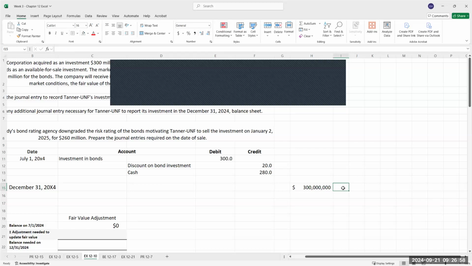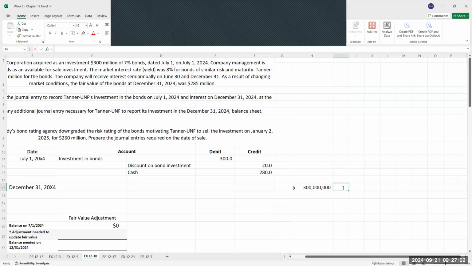And we know that the interest rate that we promised to pay them is 7%. So 0.07. So we're promising to pay them interest each year of 21 million. But again, this interest is payable semi-annually. It's paid twice a year. So 21 million divided by 2, we're promising to pay them $10,500,000 twice a year.